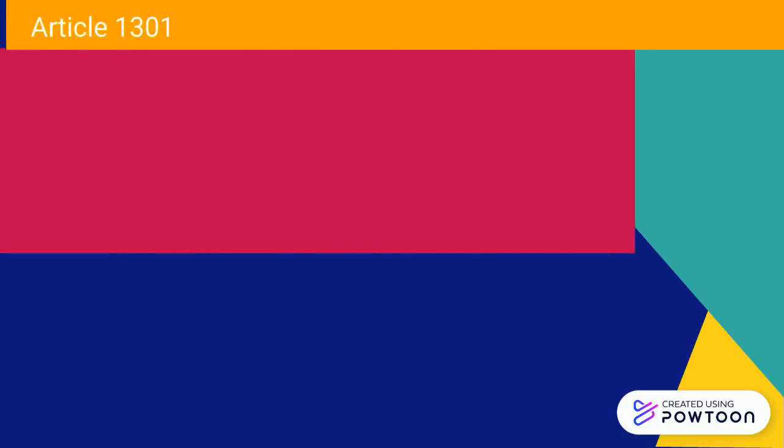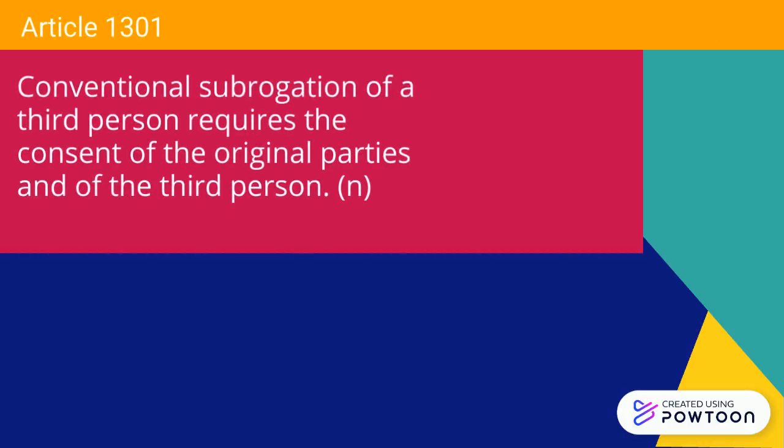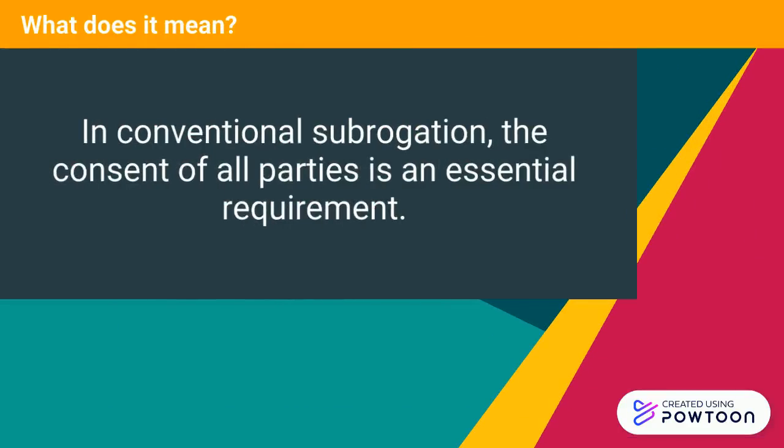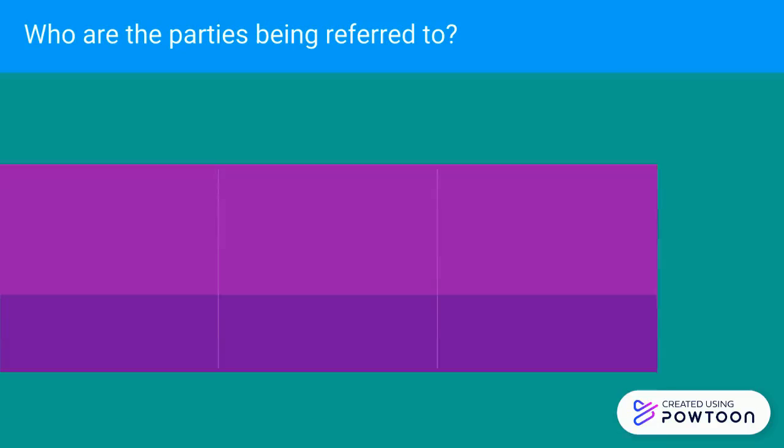Article 1301. Conventional subrogation of a third person requires the consent of the original parties and of the third person. In conventional subrogation, the consent of all parties is an essential requirement. Who are the parties being referred to?